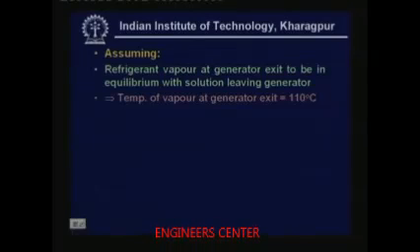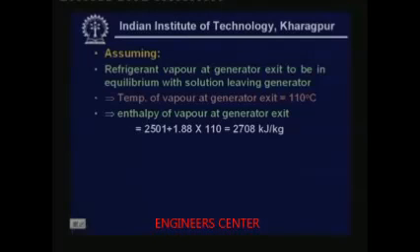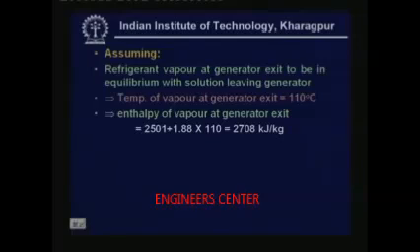Once you know this, you can find the enthalpy of the vapor, because it is given that the enthalpy of the vapor can be obtained from the expression 2501 plus 1.88 into T, where T is 110 degree centigrade. From that expression you find that the enthalpy of vapor at generator exit is 2708 kilojoule per kg.